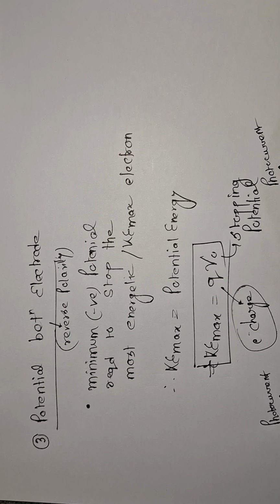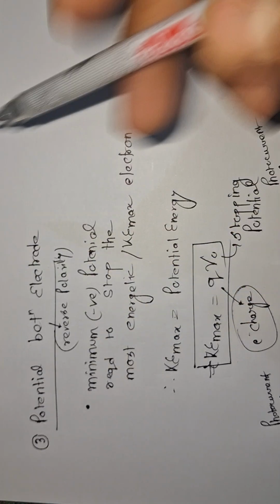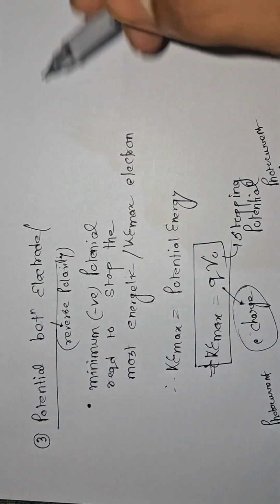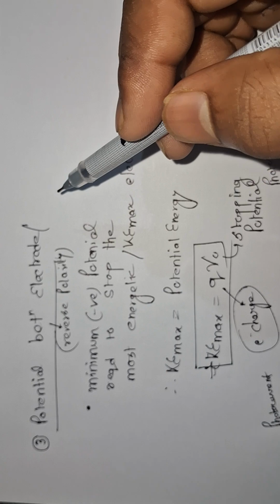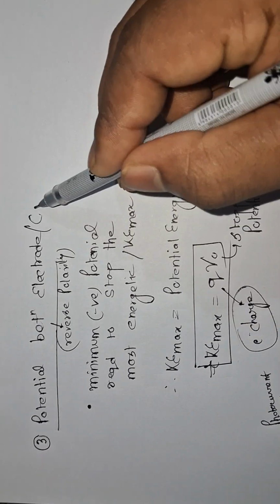And the last factor is the potential between the electrodes, basically the potential difference between your cathode and anode.